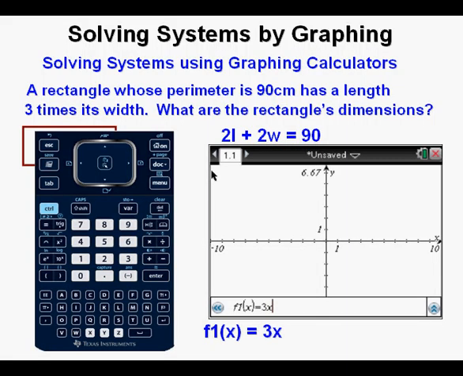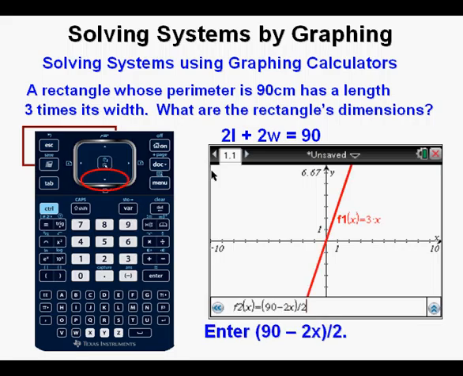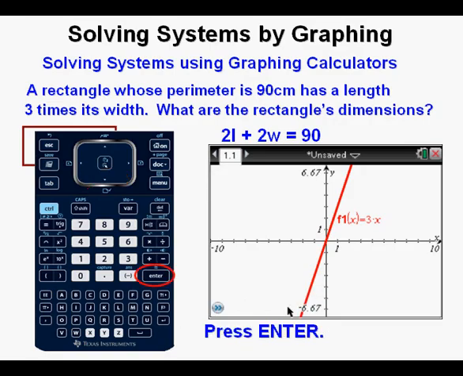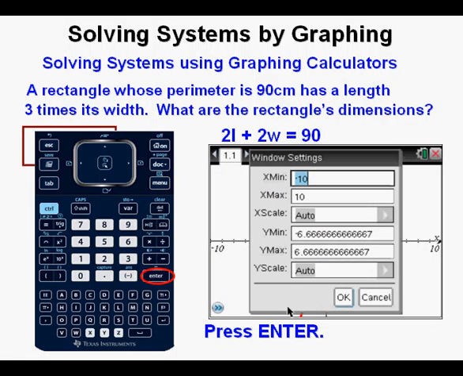We get another graph page and enter f1 of x equals 3x. Scroll down to f2 of x and enter quantity 90 minus 2x divided by 2. Press Enter. We see only f1 of x equals 3x. To see the other equation as well, we need to adjust the window. Go to Menu and Window Zoom. Press Enter for window settings.